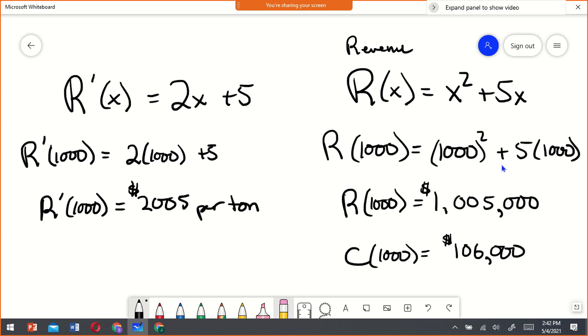And the cost was $205 per ton, I think, if I remember right. Yeah. The marginal cost had been $205 per ton.